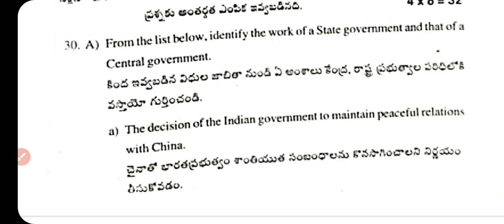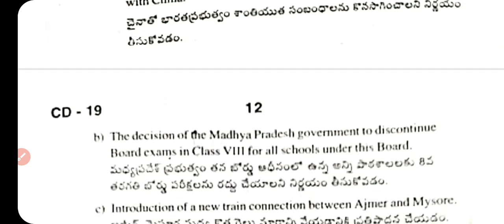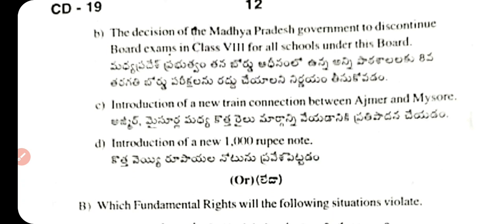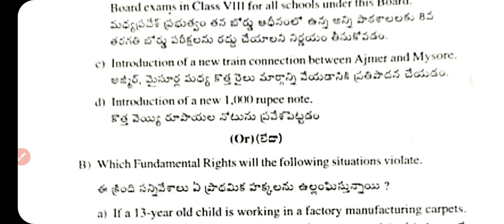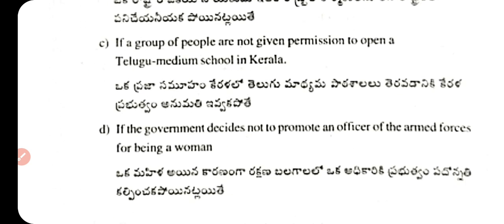From the list below, identify the work of a state government and of a central government. The decision of the Indian government to maintain peaceful relations with China. The decision of the Madhya Pradesh government to discontinue board examination in class 8 for schools under the board. Introduction of a new train connection between Ajmer and Mysore. Introduction of a new 1000 rupees note. This is an internal choice, answer any one.